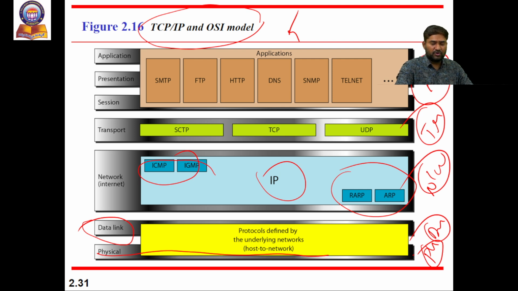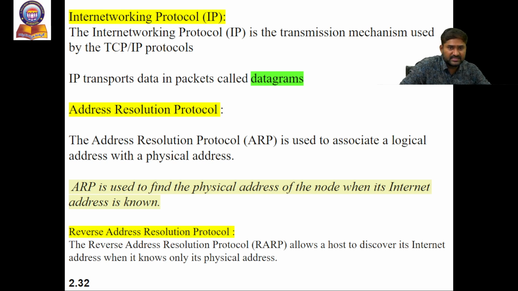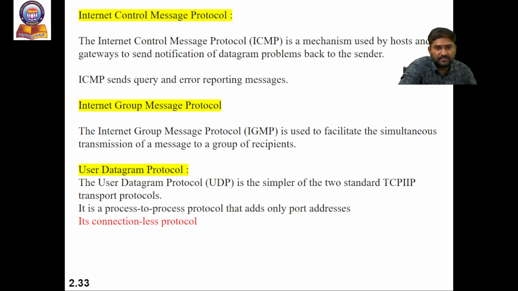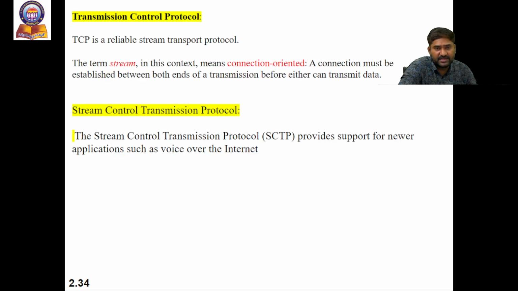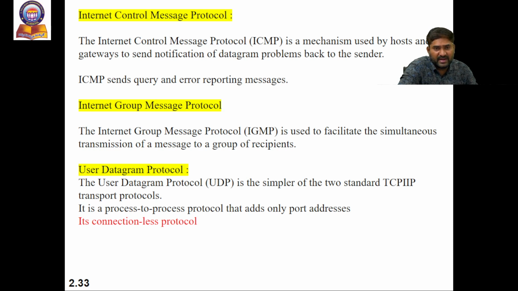So there are some protocols which work at the application layer, there are 3 protocols which work at the transport layer, and there are 5 protocols which work at the network layer. And coming to the physical and data link layers, there are no protocols here. Just check all these slides. The remaining protocols we will talk about in the coming sessions. Okay, thank you.